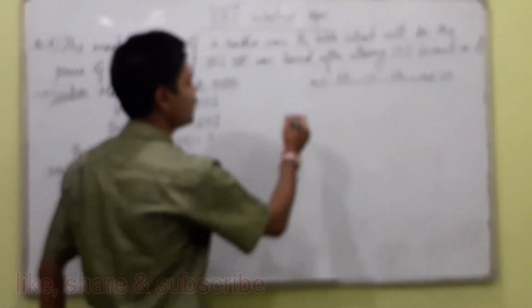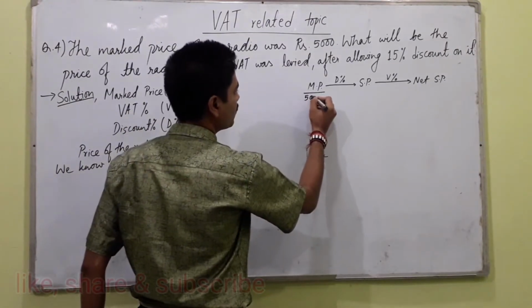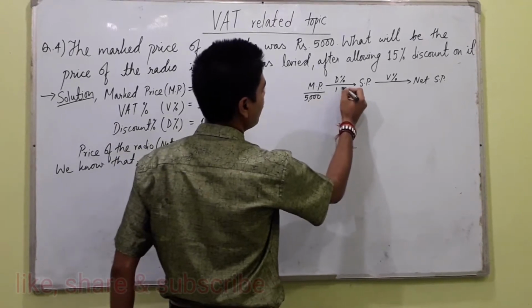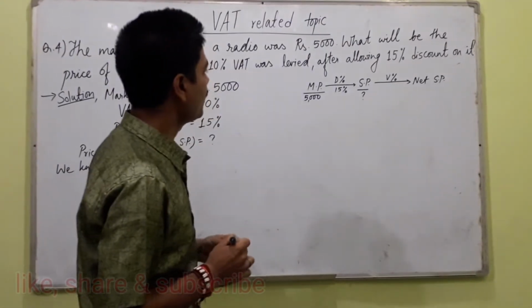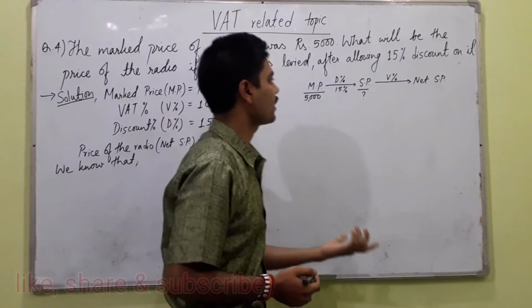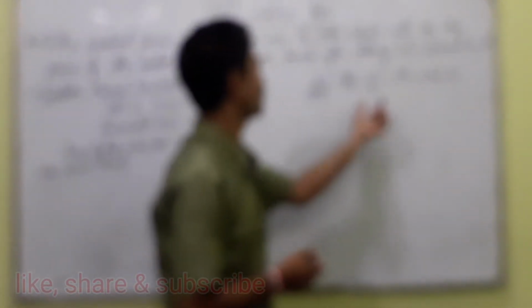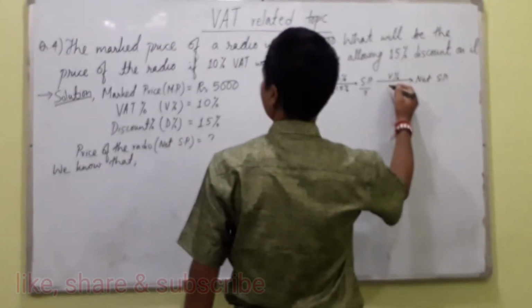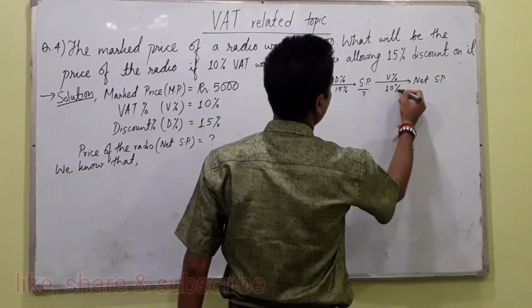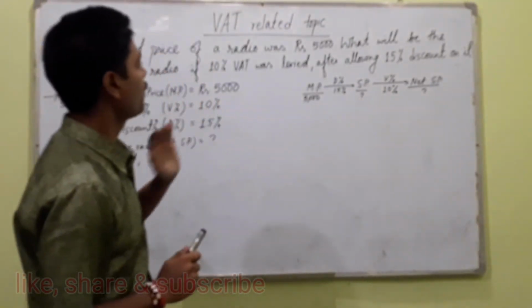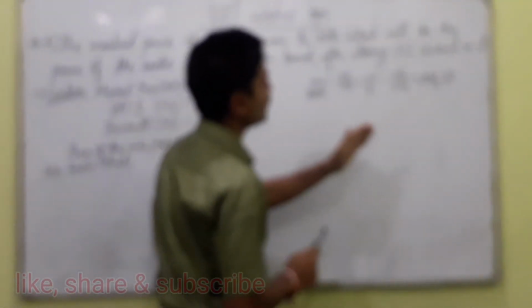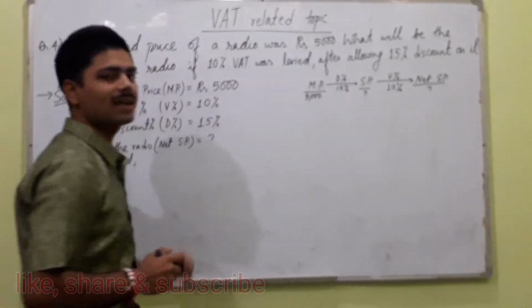So what we need to find first now, here also you can determine yourself. You are given the mark price, that is rupees 5,000. You are also given the discount, that is 15%. We need to find selling price. Otherwise, we cannot find net selling price without finding selling price. And the VAT percent is 10% given, and finally we can find the net selling price. It means the question has demanded to find the net selling price, but to find net selling price, we must come back and find selling price first.